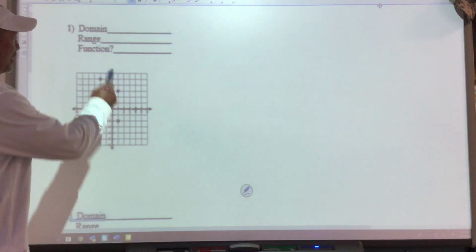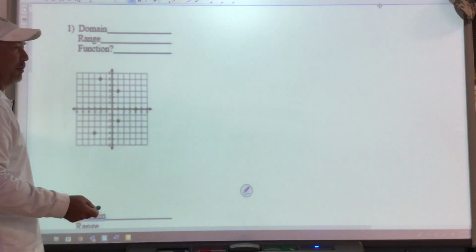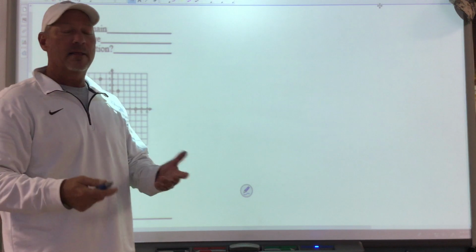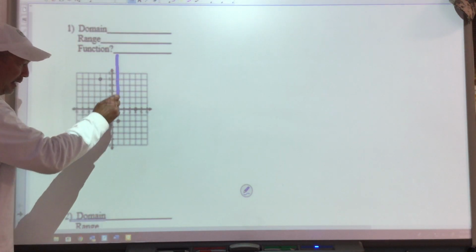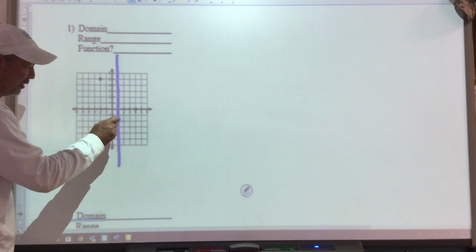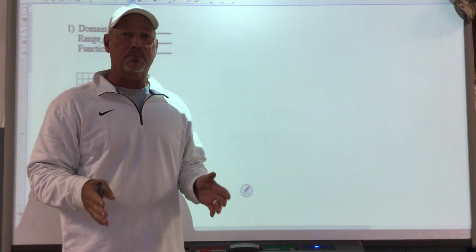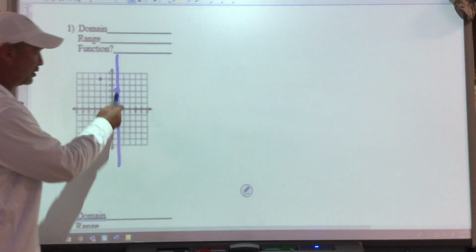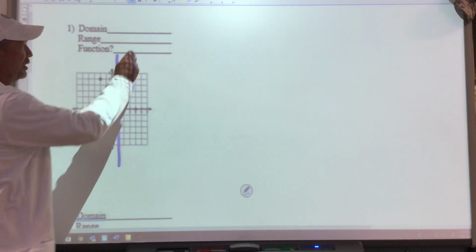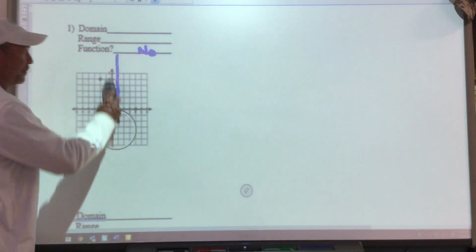First thing they're going to ask, we're going to talk about, is this a function? Yes or no? Do you remember the vertical line test? If you draw a vertical line and it touches the graph in more than one spot, it is not a function. And so I touched right here on these 2 spots, so we would say no, this is not a function.